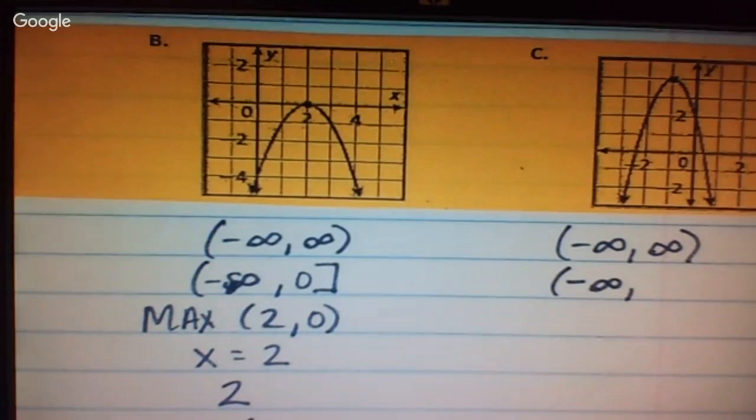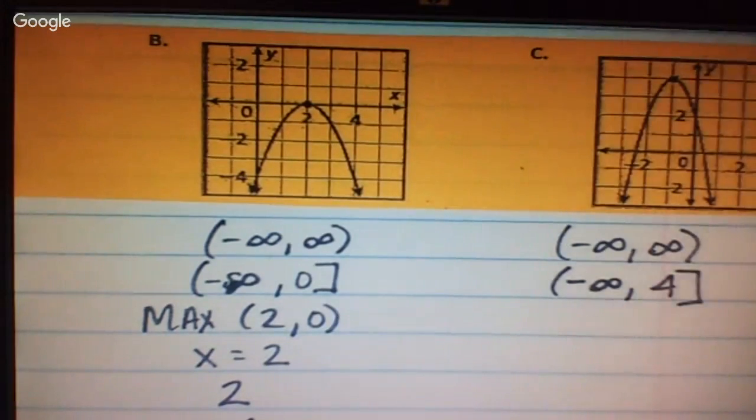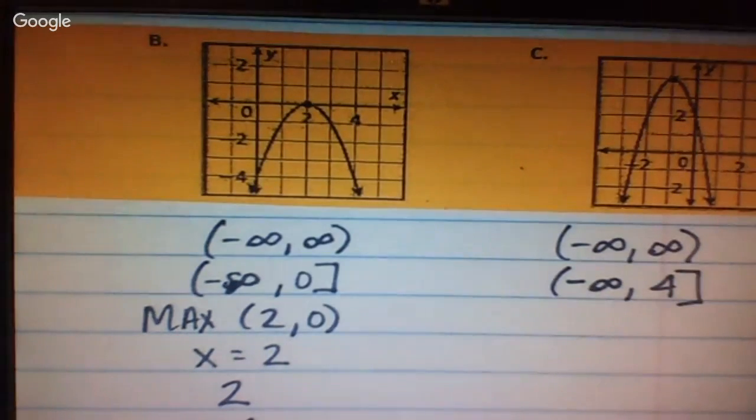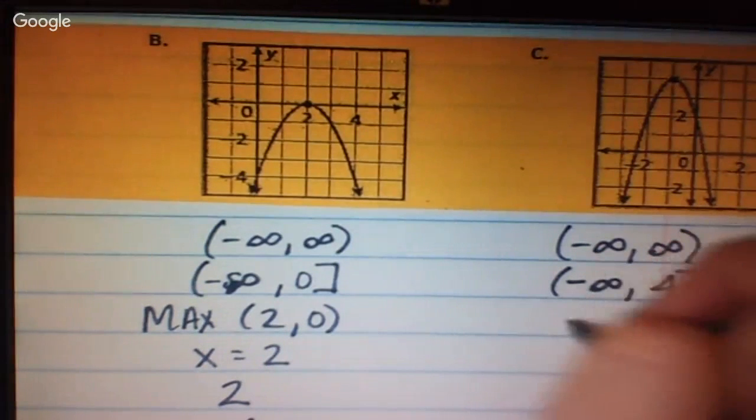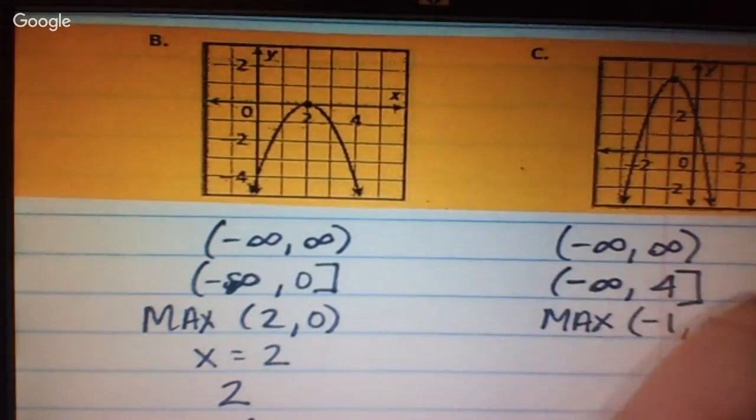So, my graph goes as low as negative infinity. I'd fall through the floor if I kept going. Okay? How high does my graph go? It goes to positive 4. Good. Okay. Where's my vertex? Your vertex is a max. It's a max. 1 vertex. Negative 1 and 4. Negative 1, positive 4.